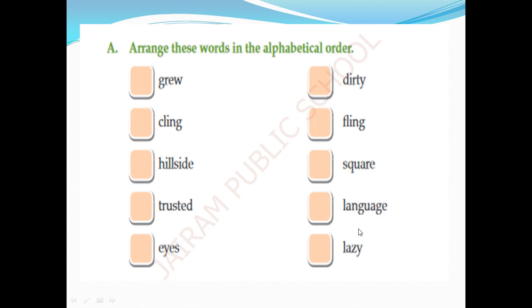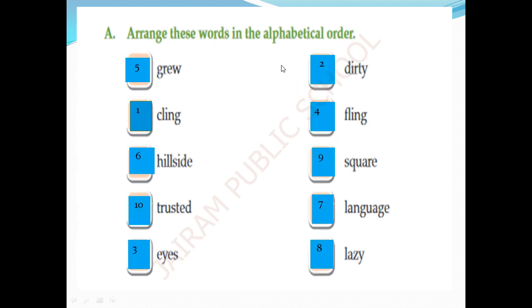When you have the same beginning letter, you check the next letter. If the next letter is also the same, you go for the next letter. In this way, in alphabetical order, the words are arranged in the dictionary. When you refer to a dictionary, you refer to it in this way. This is all we learned from this worksheet. We did a good job. We check our answers once again. Our answers are cling, dirty, ice, fling, grew, hillside, language, lazy, square, trusted. You cross-check the alphabet arrangements once again, and then you make it clear.